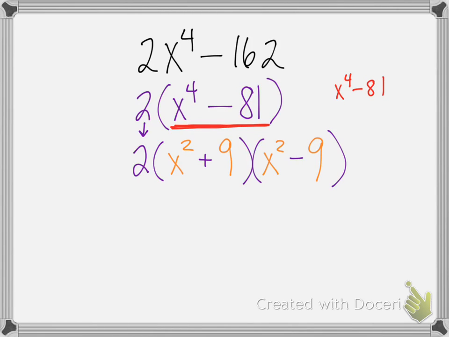Yet again, I'm going to check the parentheses to see if I could factor either of these further. The first parenthesis, I cannot factor any further. It is not the difference of squares because that's a plus sign. However, I noticed that the second parenthesis, x squared minus 9, that's the difference of squares. X squared is a square and so is 9.